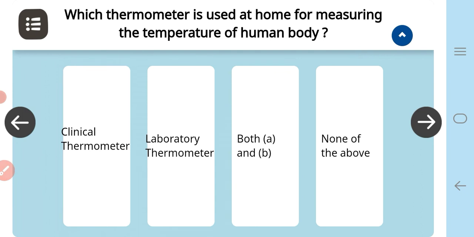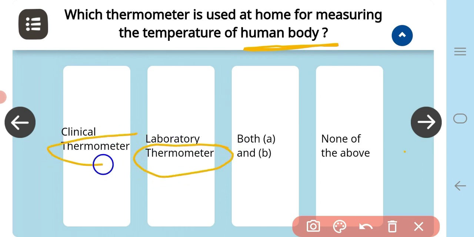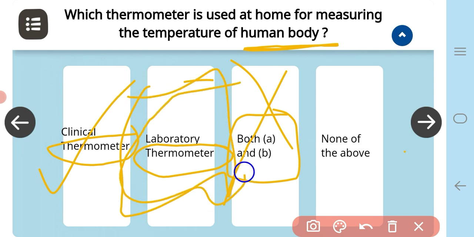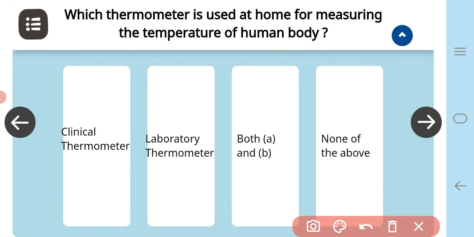Next, which thermometer is used at home for measuring the temperature of the human body? Read this carefully: it is used for the human body, not for a laboratory or for measuring weather. The options are clinical thermometer, laboratory thermometer, both A and B, and none of them. If some of you read the second word, thermometer, you might choose both A and B, but this is wrong, because a laboratory thermometer is used for measuring the temperature of objects in your lab. So the answer is clinical thermometer.